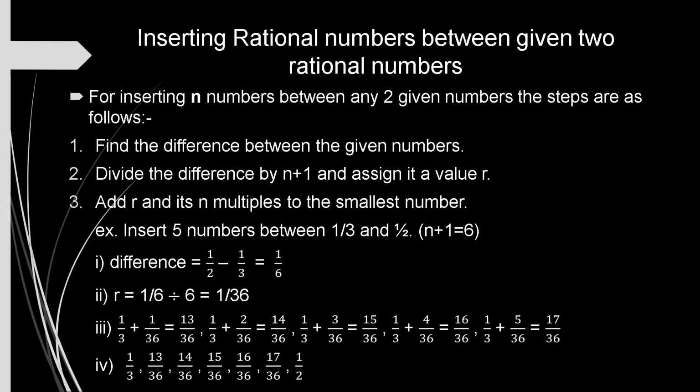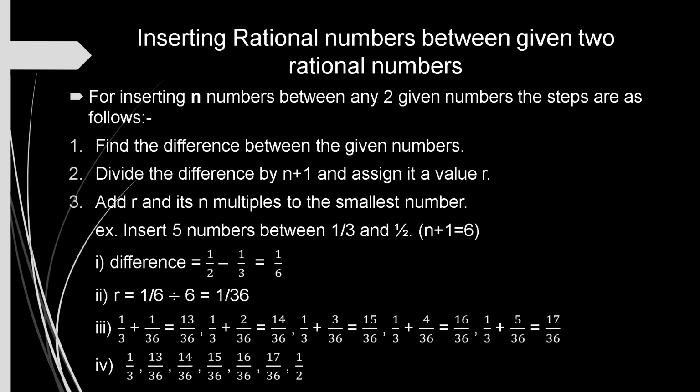If n is the number of numbers we are supposed to insert, then we divide the difference by n plus 1 and assign it a value r. Now the third step is we are supposed to add r and its multiples to the smallest given number. Okay, now we will take an example. In this example, we will be inserting 5 numbers between 1 by 3 and 1 by 2.